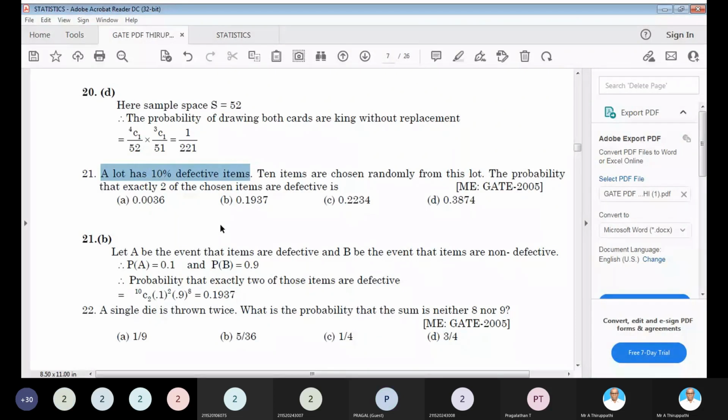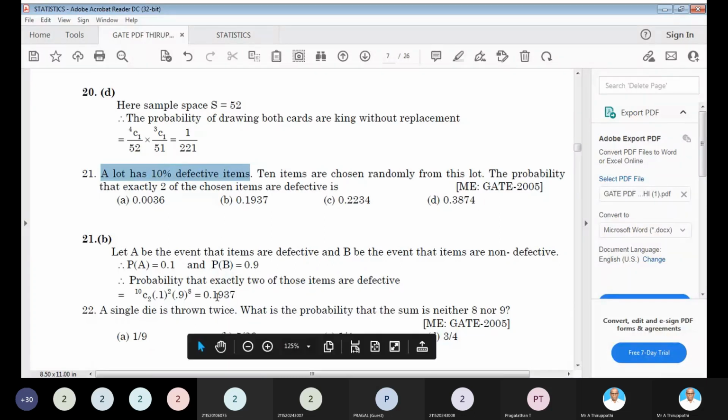Q is equal to 1 minus P, so 1 minus 0.1 is equal to 0.9. n is equal to 10. Exactly 2 defective, P of X equal to 2. So 10C2 P to the power 2 into Q to the power n minus 2, which is 10C2 into 0.1 to the power 2 into 0.9 to the power 8. After simplification, we get 0.1937.